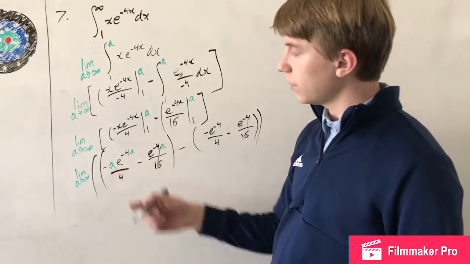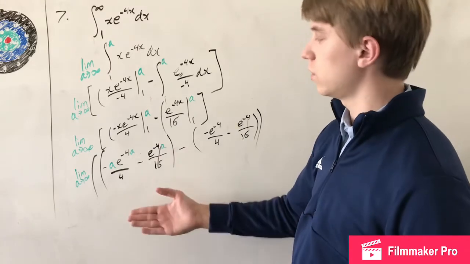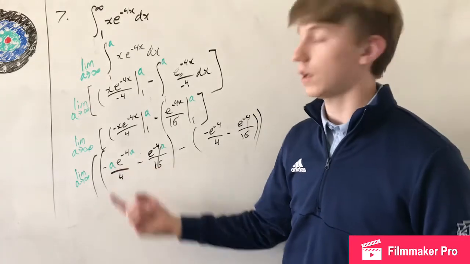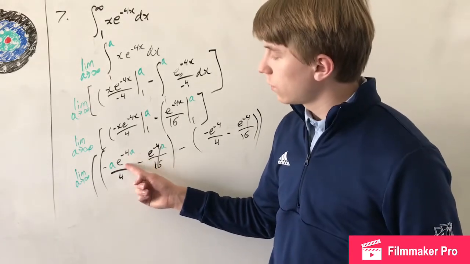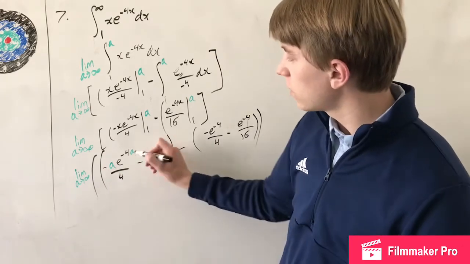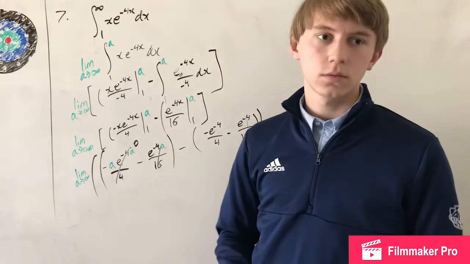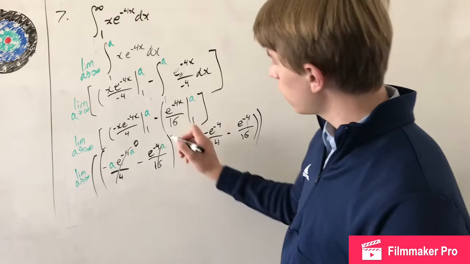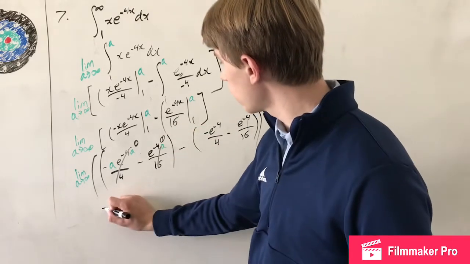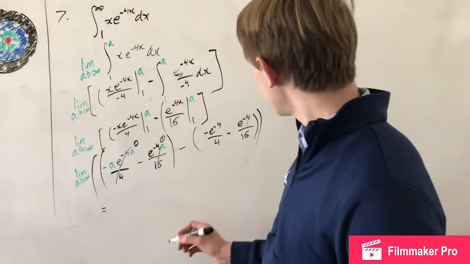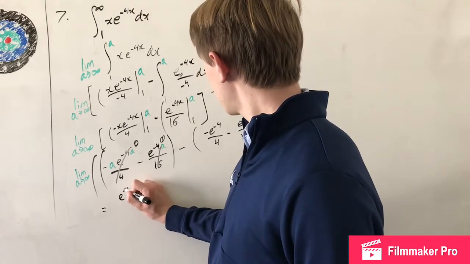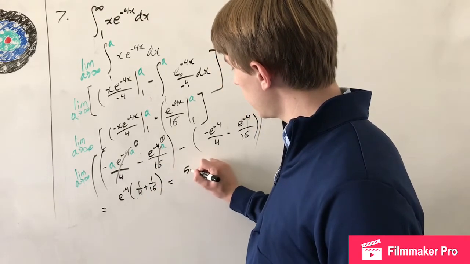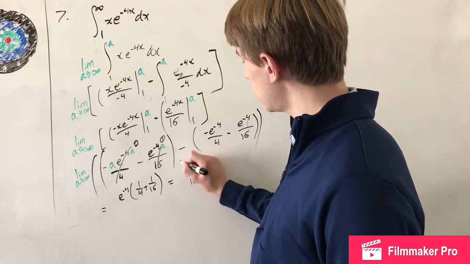But this limit, you do not have to do L'Hopital's rule because exponential growth always grows faster than just about anything else. So this is going to get closer to 0 faster, and this is going to approach infinity. So this is going to tend towards 0. And I mean, you can use L'Hopital's rule if you want, but it's pretty obvious. So that turns to 0, that turns to 0. So the answer turns out to just be this, which is e to the negative 4th, 1/4 plus 1/16, which is 5e to the negative 4th over 16.